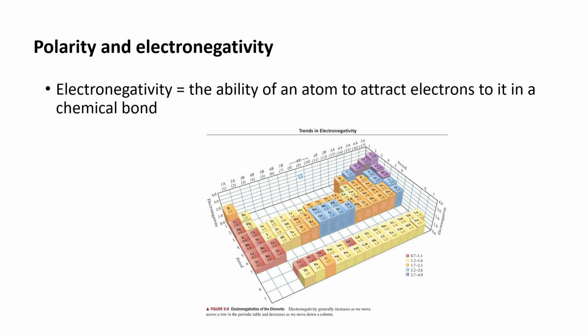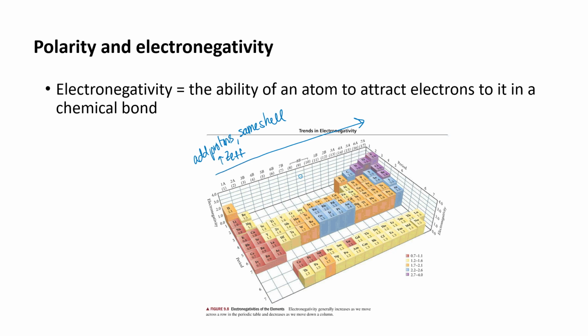As you go across a row, electronegativity is increasing, because as you add protons and your valence electrons stay in the same shell, they're experiencing a greater effective nuclear charge. So those electrons are more attracted to the nucleus. So you just want to know these periodic trends. You don't need to print out a table of electronegativity values. That's not something that should be particularly useful to you.